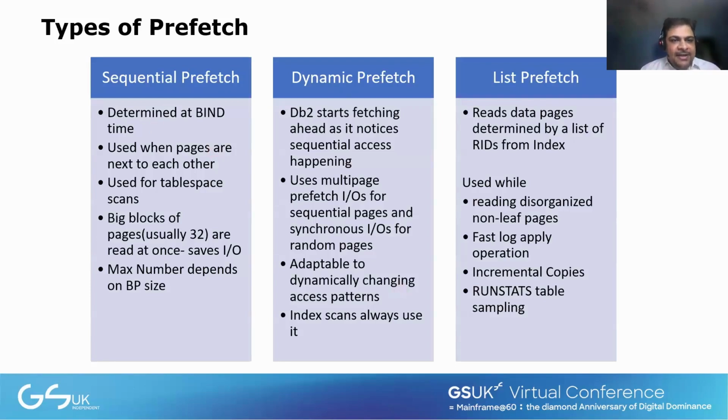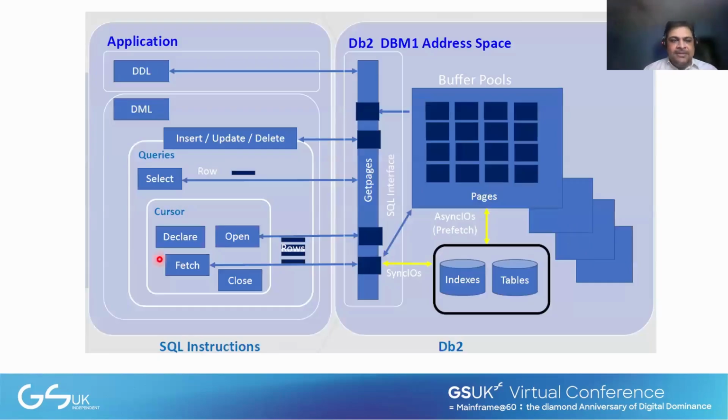Final slide. This is how the applications work. And the DB1 address space basically takes care of all these spaces. And you have the SQL interface where all the applications go and make get page requests. And these get page requests can go to buffer pools or make an IO to the index pages or table pages. So all this processing happens.